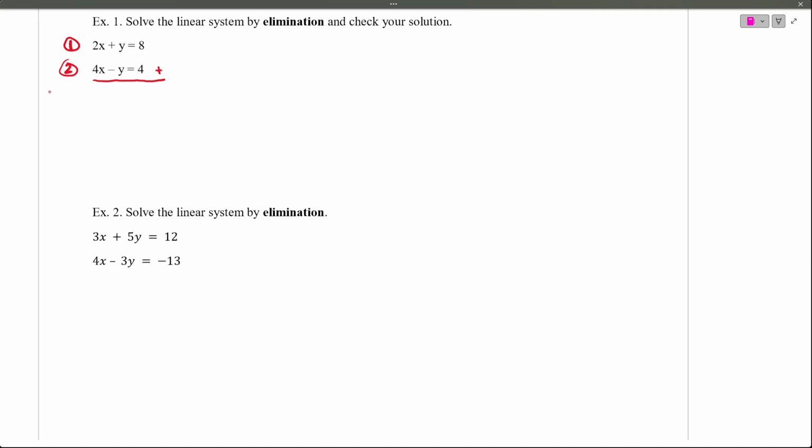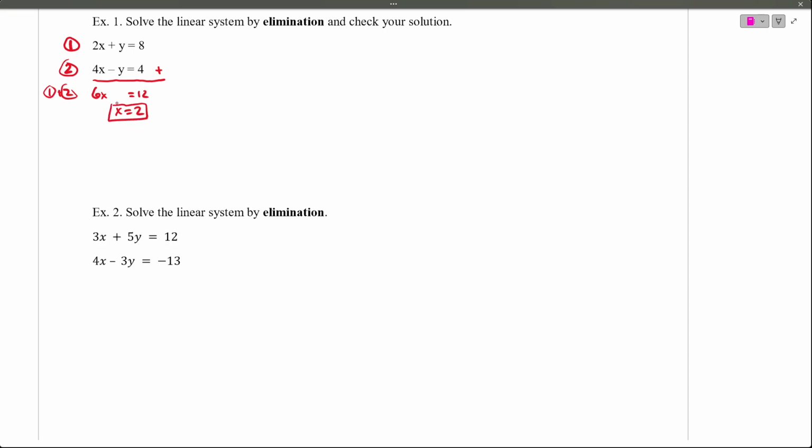As we did before with substitution, we want to write out every single step so we know what's going on. So I'm going to do equation 1 plus equation 2 here. 2x plus 4x gives me 6x. Plus 1y minus 1y gives me 0y, so I don't have to write anything. 8 plus 4 gives me 12. This is a nice easy one. Divide both sides by 6, and we have x is equal to 2.